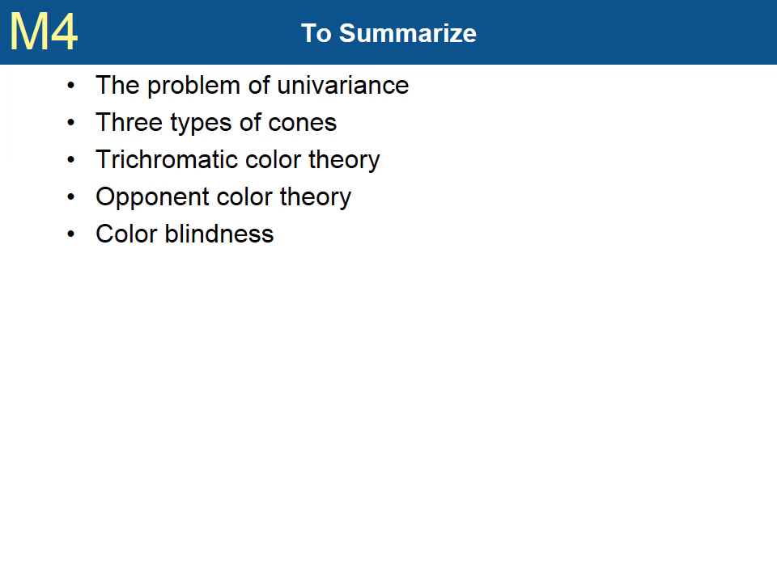Finally, we saw some pictures to help us get a sense of what the lack of L cones might look like, and discussed the type of color deficiencies that exist. The most common was deuteranomaly, which is a type of red-green color blindness in which the M cones behave more like L cones.